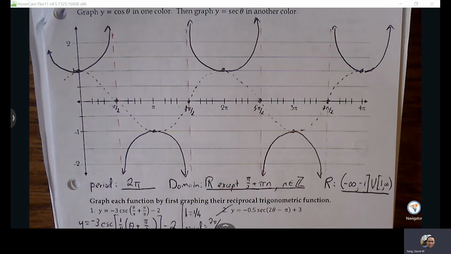So all the dotted lines you see are just to help us know where to put the cosecant graph, or sorry, the secant graph. But it's not really part of the graph, but we graph it because it helps us know where to plot all the secant graph. Do we have to plot the two on the edges?